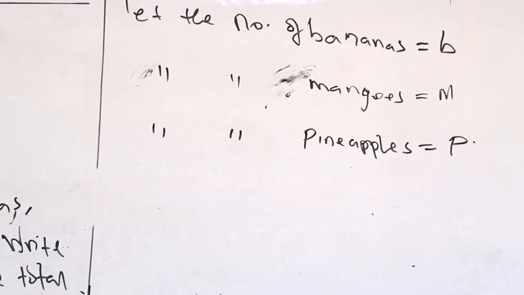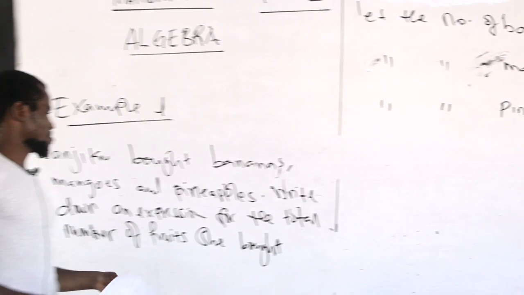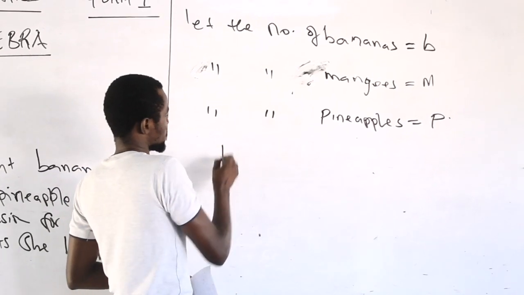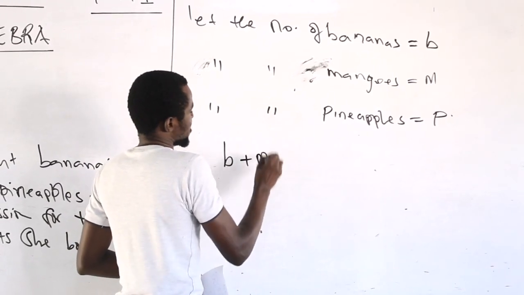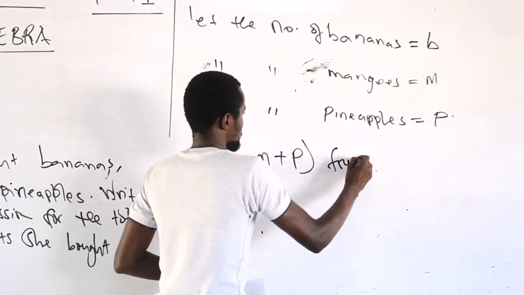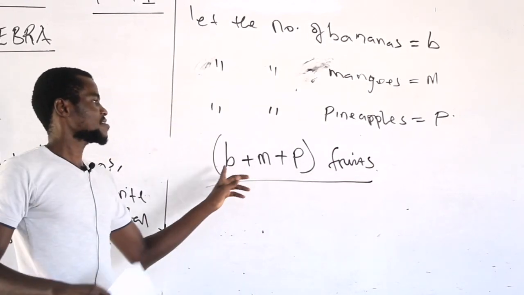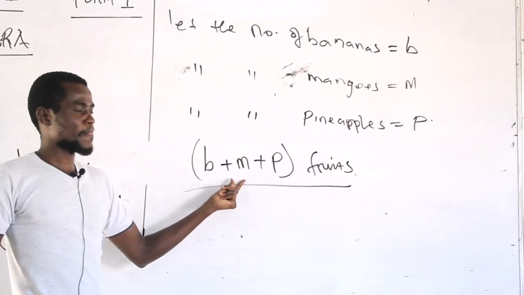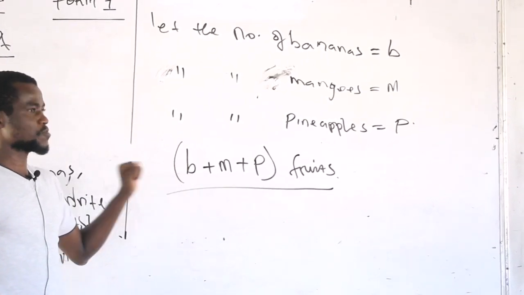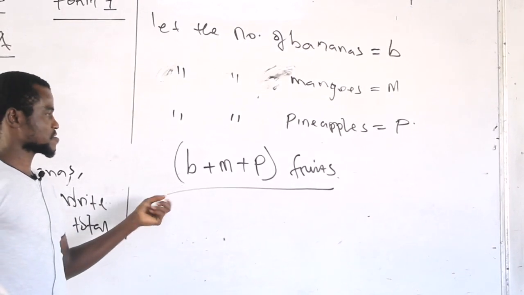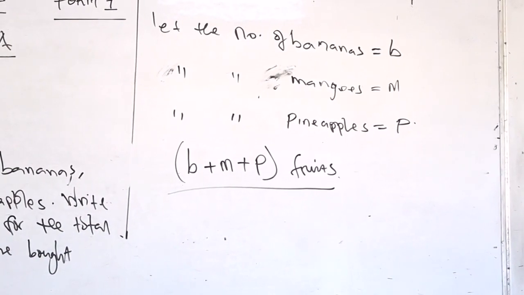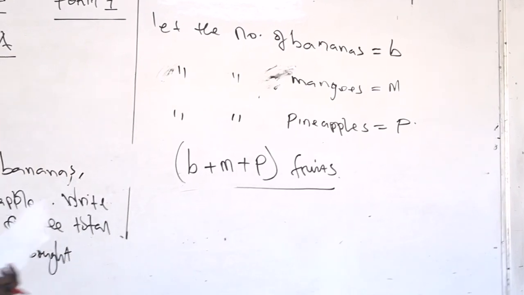Then you are told down here, write down the expressions for the total number of fruits bought. So if the number of bananas were b, we will have b plus the number of mangoes m plus the number of pineapples p. So this becomes your total number of fruits bought, and this is an algebraic expression. This is algebra. The letters have stood in for the values in mathematical operations. That is what we call algebra.